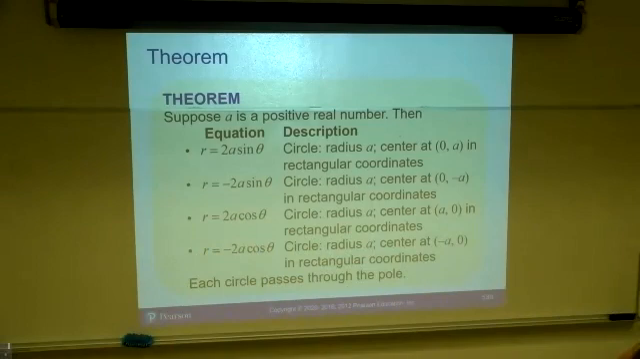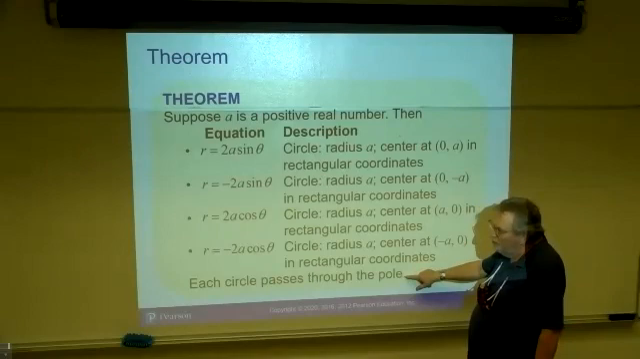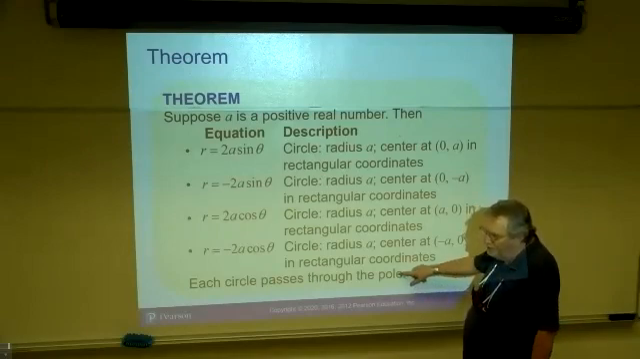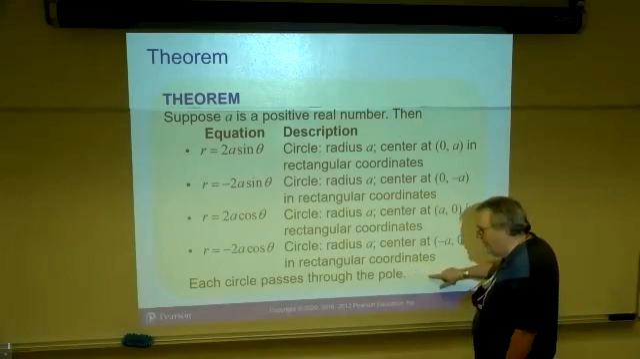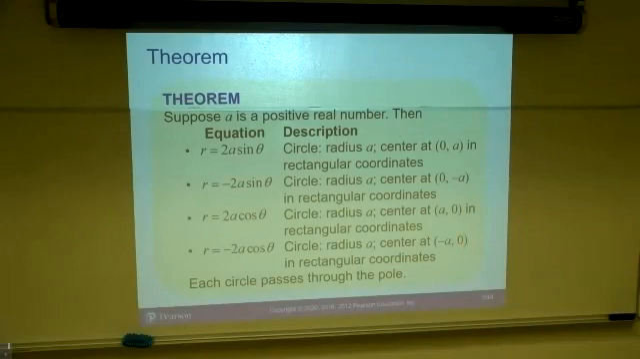Okay, and each circle passes through the pole because the radius is the same as the distance from the pole. So that means it hits that point over there. Okay.